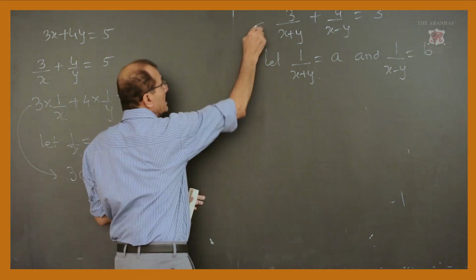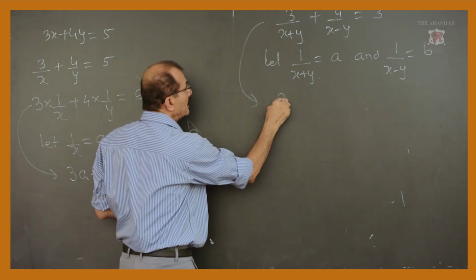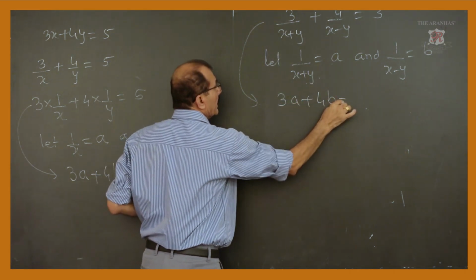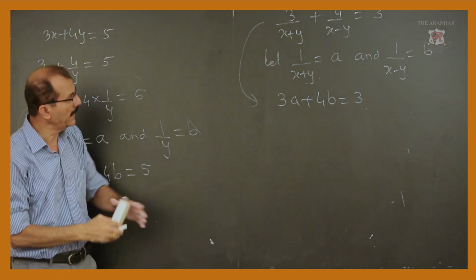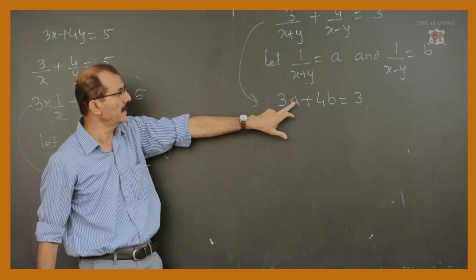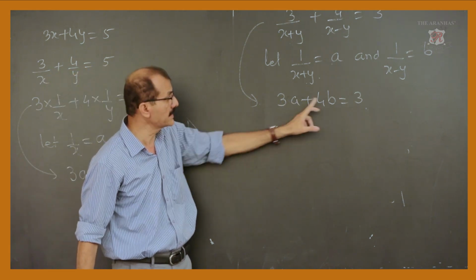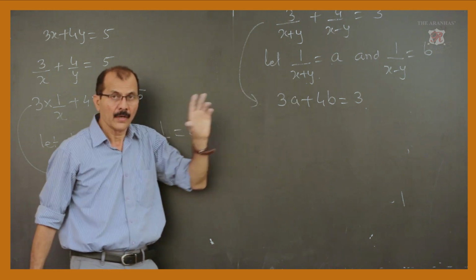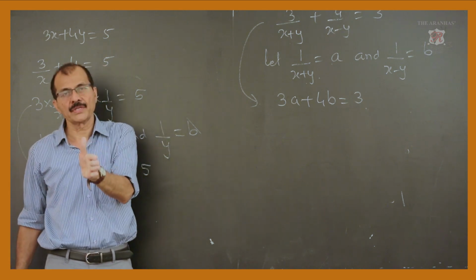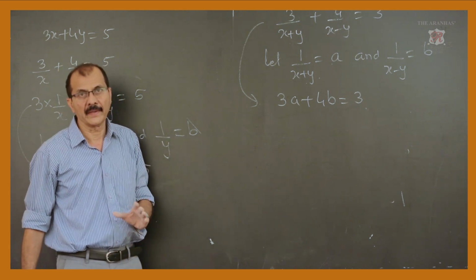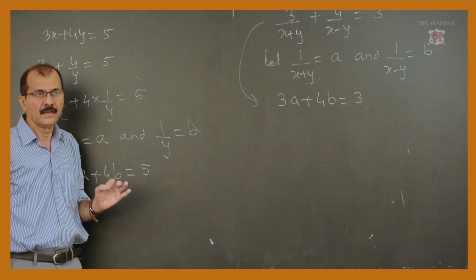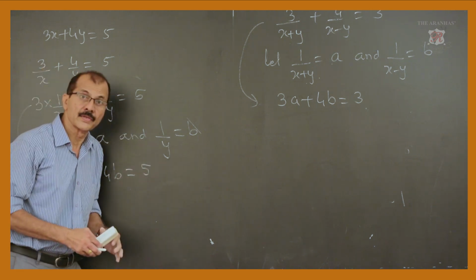So now this equation reduces to 3, 1 upon x plus y means a, plus 4b is equal to 3. See, again this will be a linear equation in two variables a and b because the degree is 1. So I hope you have understood how to reduce a non-linear equation to a linear equation in two variables. Now we will see one example of this type and how to solve it.